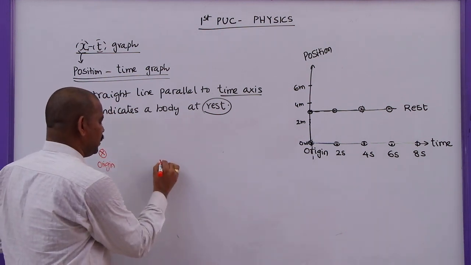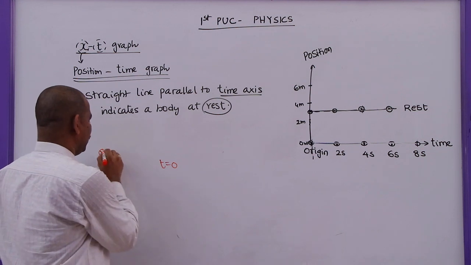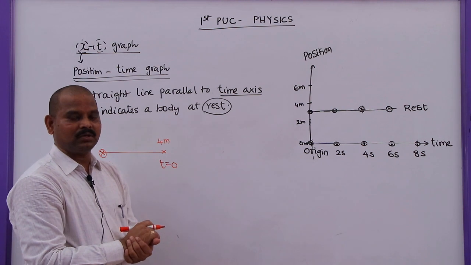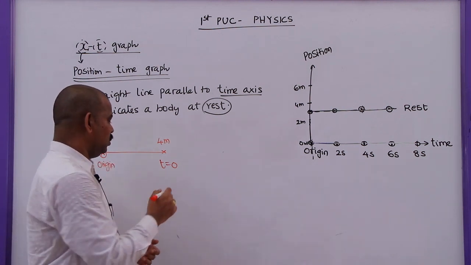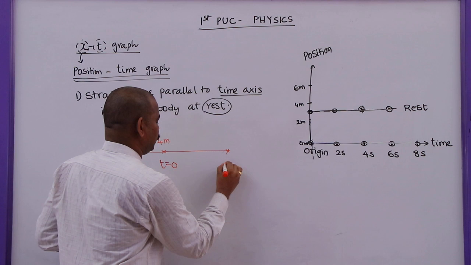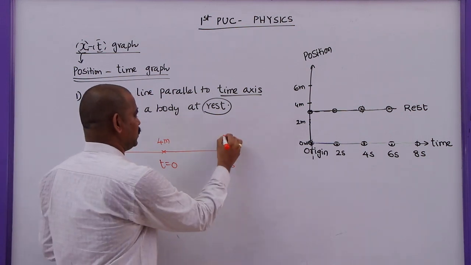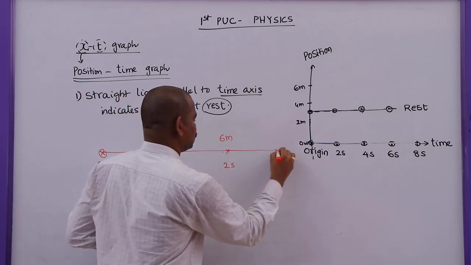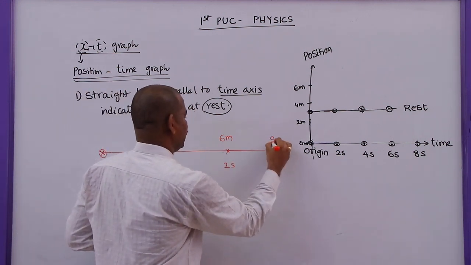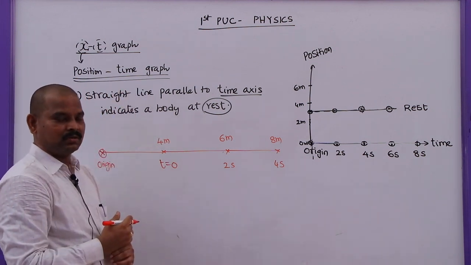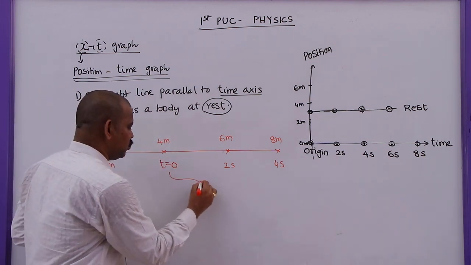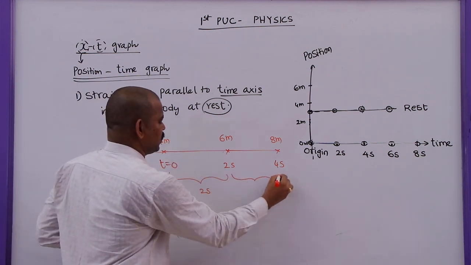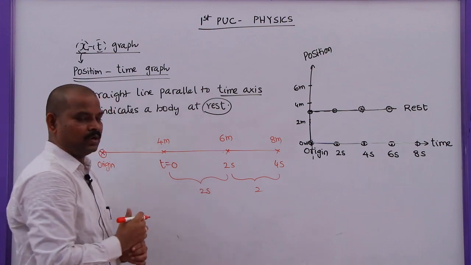The first instant at which the object is observed by the observer should be taken as 0. So, when time is equal to 0, I have seen an object which is at a 4 meter distance from me. After 2 seconds, I observed this object at 6 meters, and after 2 more seconds, that means at 4 seconds, I observed this object at 8 meters. So, in 2 seconds, the object traveled 2 meters. In the next 2 seconds, the object once again traveled 2 meters.